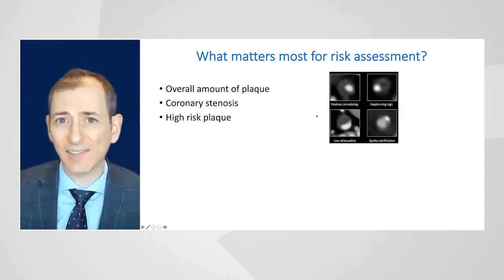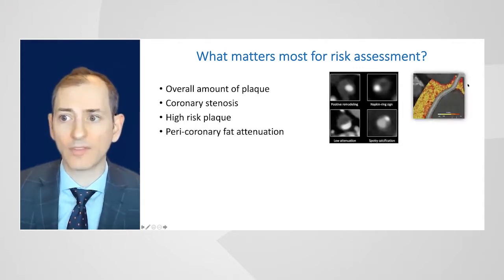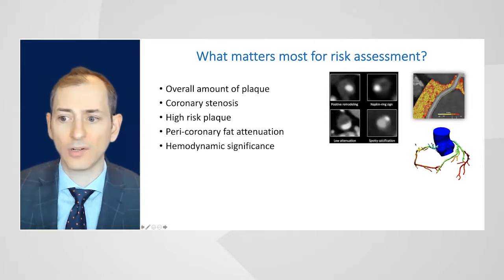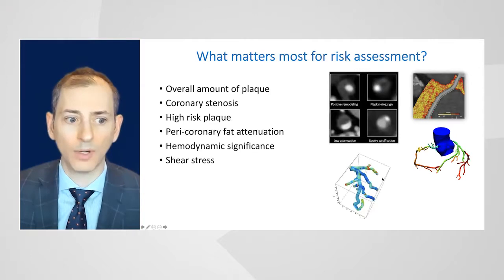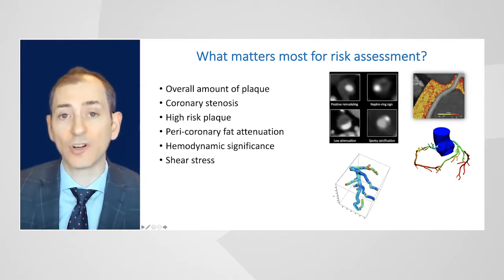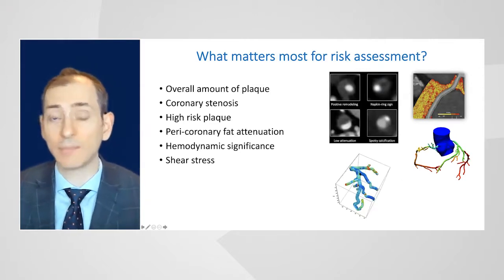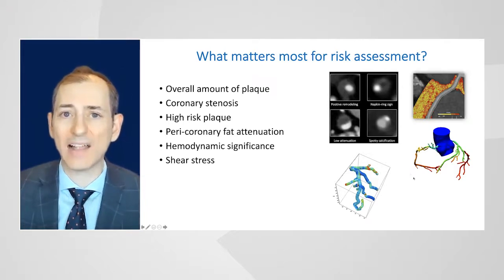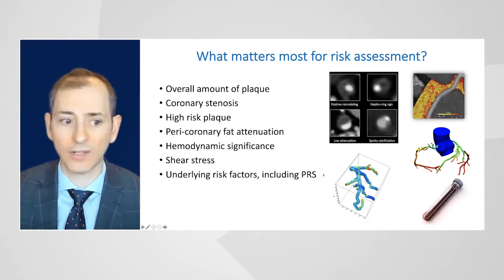What are other techniques out there for looking at risk? Well, one of them is pericoronary fat attenuation, which is a measure of potentially inflammation in the coronary arteries by assessing for increased inflammation or increased water content in the pericoronary fat. Certainly hemodynamic significance, which we can now assess with CT, is also important. Shear stress may be important as well, in that plaques that have low shear stress may progress more rapidly. So there's certainly a lot of emerging techniques of what else we can add to coronary CTA to evaluate risk.